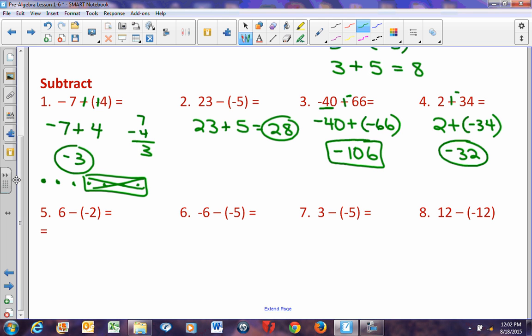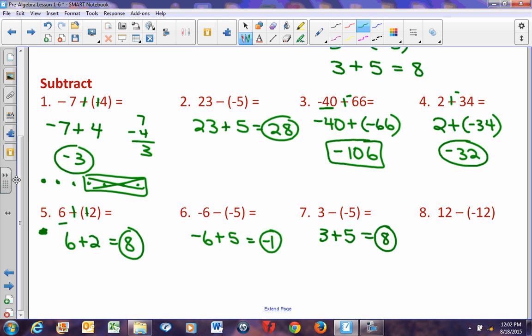Number 5. 6 minus a negative 2. Keep, change, change. So it becomes 6 plus 2, which is 8. Negative 6 minus a negative 5. Keep my negative 6, change my subtraction sign to an addition sign, change my negative 5 to a positive 5. So negative 6 plus 5, signs are different, so subtract them. 6 minus 5 is 1. It's negative 1 because the 6 has a larger absolute value. 3 minus a negative 5. Keep, change, change. Becomes 3 plus 5. 3 plus 5 is 8.